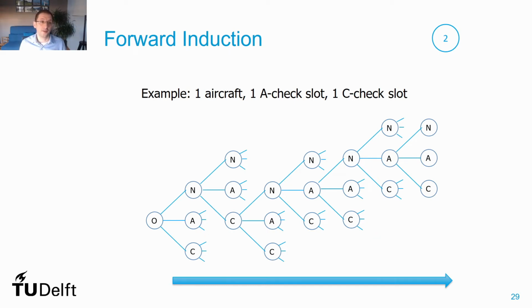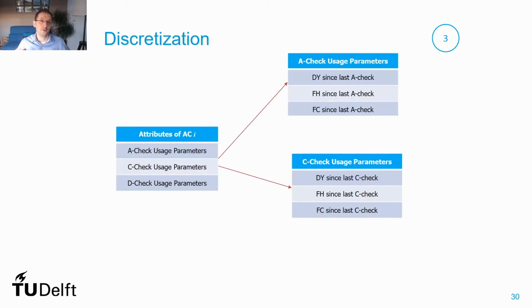And following this forward induction, we have moved into a discretization approach. To help us with this, we have simplified the way that we represent our states. What we said a few slides ago was that a standard approach to model these states would be to represent all the attributes associated with each aircraft in our fleet.